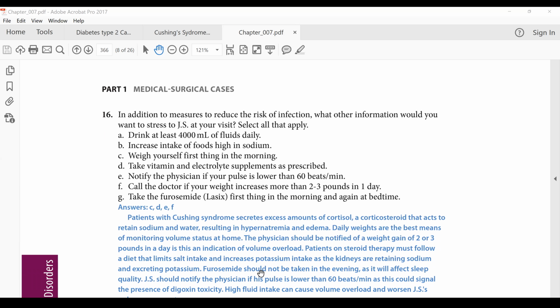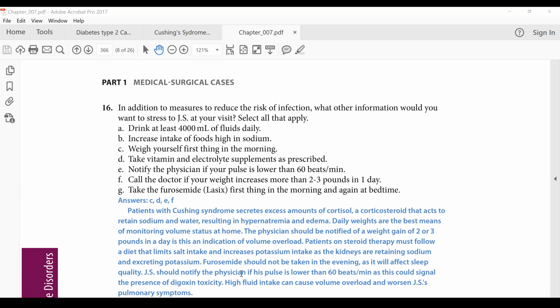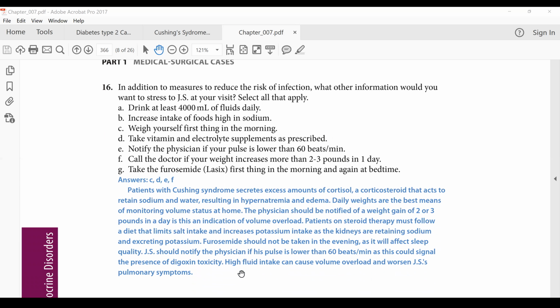Further, furosemide should not be taken in the evening, because otherwise the patient's going to be up all night peeing. Call the doctor if the pulse rate is less than 60, because that can be a sign of digitoxicity. High fluid intake can cause volume overload and make their pulmonary symptoms worse. Anyone with volume overload, or taking medications that put them at risk for volume overload, is at risk for respiratory compromise.